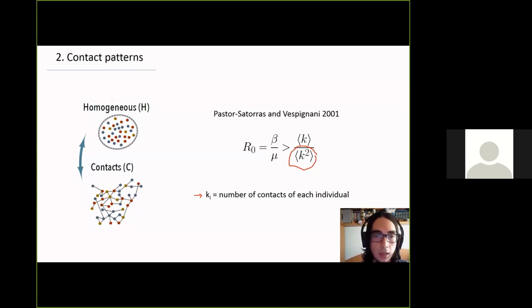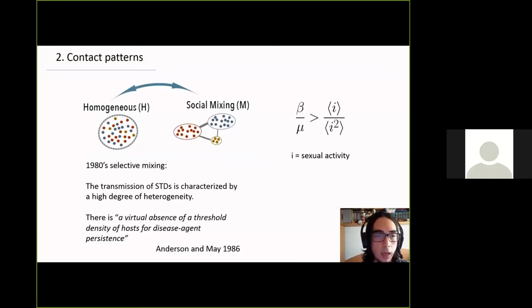In any case, this idea of introducing heterogeneity was not completely new. In the 80s, slightly before also, there was the idea of introducing selective mixing. So it was to consider that certain groups of the population will tend to interact with those groups and will interact differently with other groups. This was particularly important in the transmission of sexually transmitted diseases, where they observe a high degree of heterogeneity.